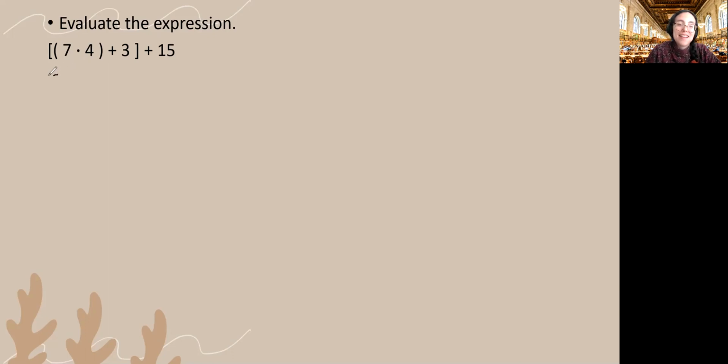Okay, so we have our grouping symbols, and inside we have multiplication, the 7 times 4, and it's within the parentheses.